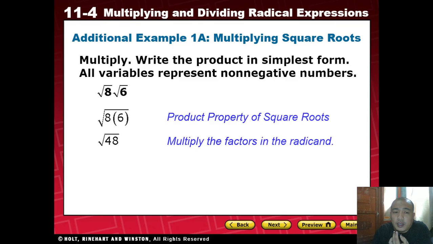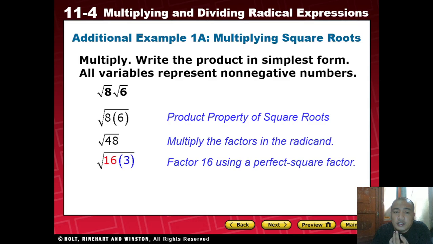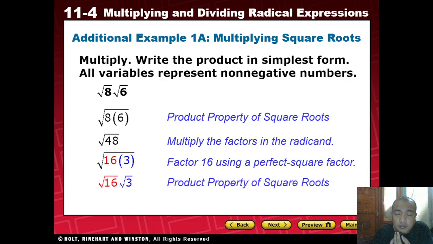What is square root of 48? That can be written with a factor 16, a perfect square. So 16 times 3 is 48. Think of two factors of 48 in which one of the factors is a perfect square factor, which is 16. 16 times 3. And then, product property of square roots again. Square root of 16 times square root of 3. What is square root of 16? That's 4. So the answer is 4 square root of 3. And that's the answer.